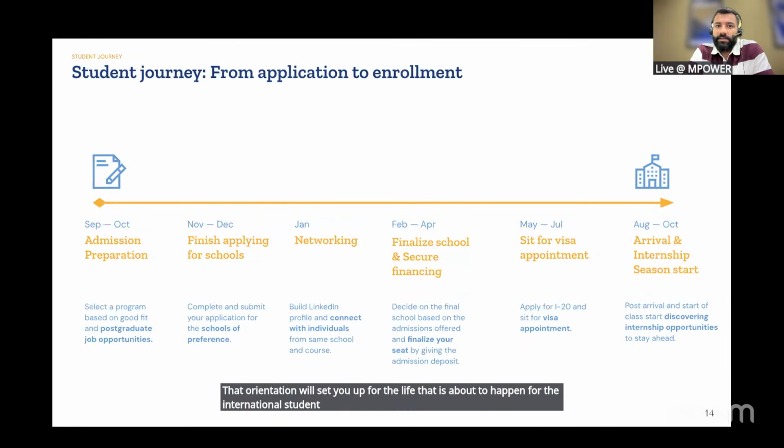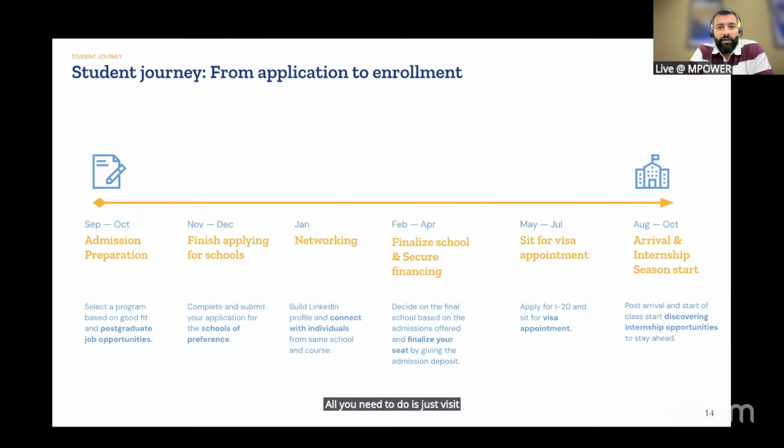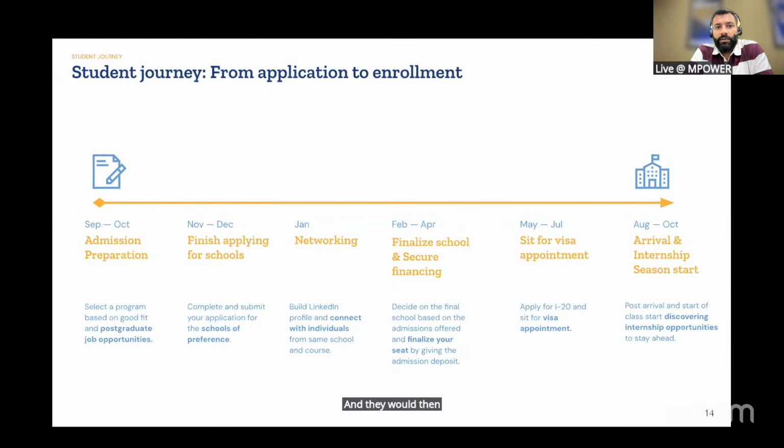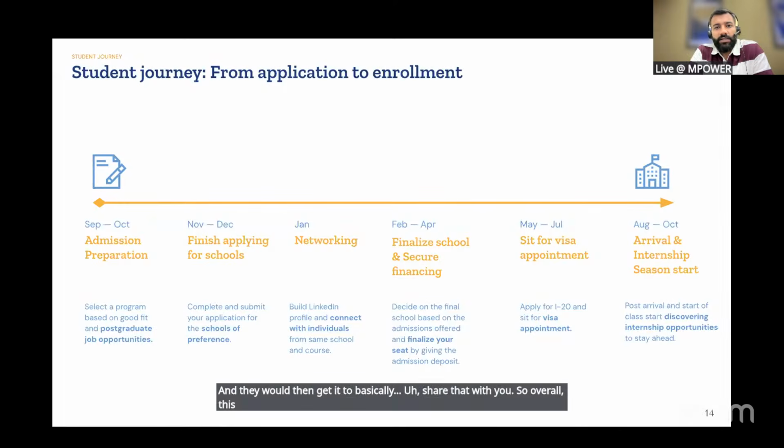And in this orientation week, if you end up taking an Empower loan, all you need to do is visit the school's financial aid office, work with them, and they would already have all the details and the money that you would have requested from Empower, and they would then share that with you. So overall, this is what the student journey looks like.